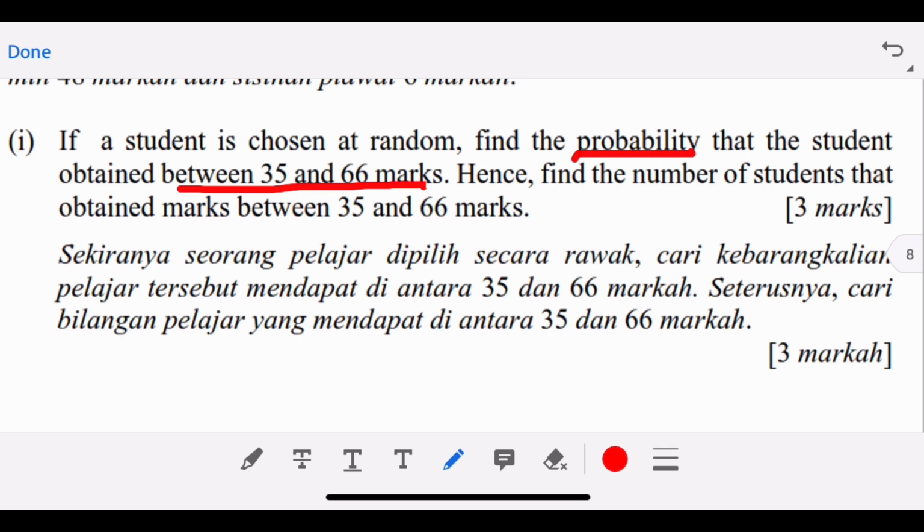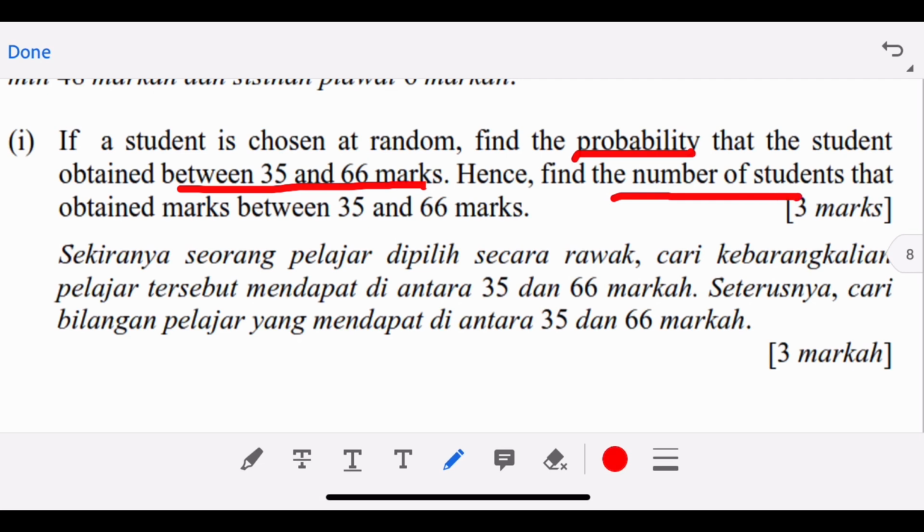Now for probability, before you can find the number of students, you must have the probability first. So after you have the probability, then you take the probability value times the sample space. Remember just now the total student is 180. So you will have to times with the 180 after you got the answer for the probability for the students between 35 and 66 marks. Alright, so we'll come back to this later.